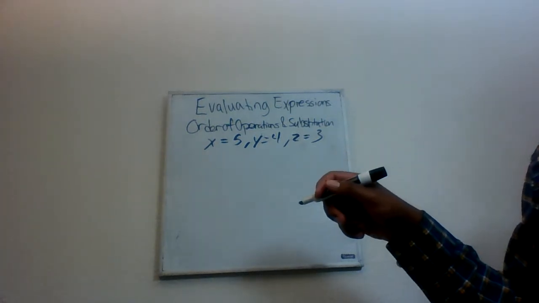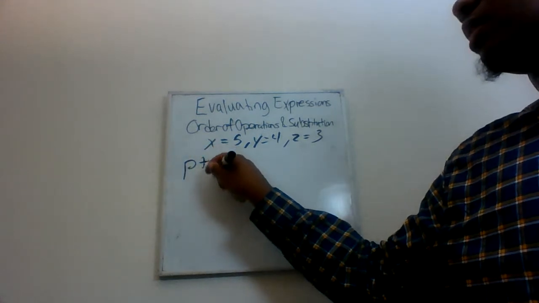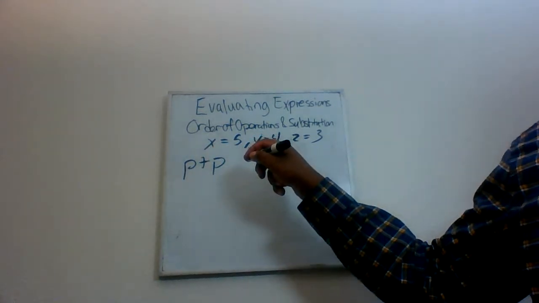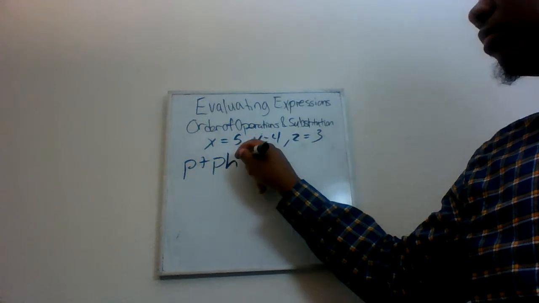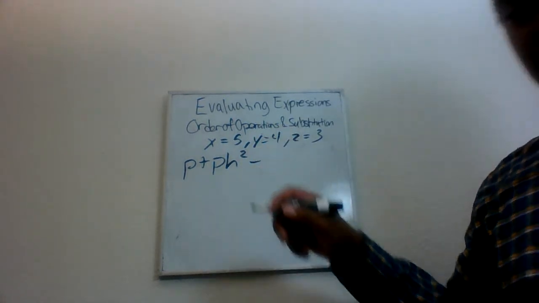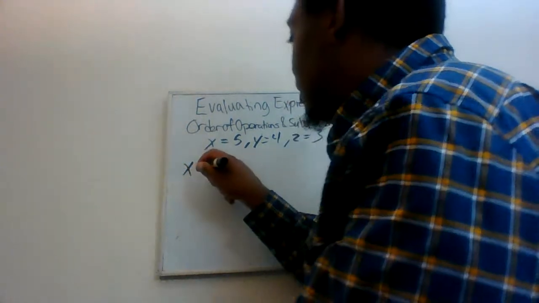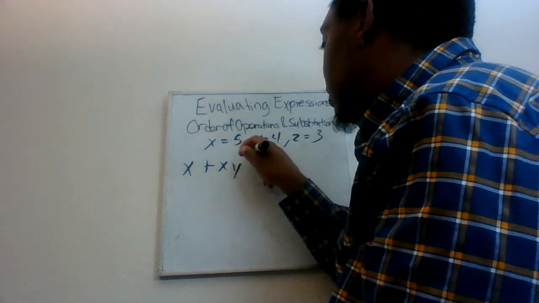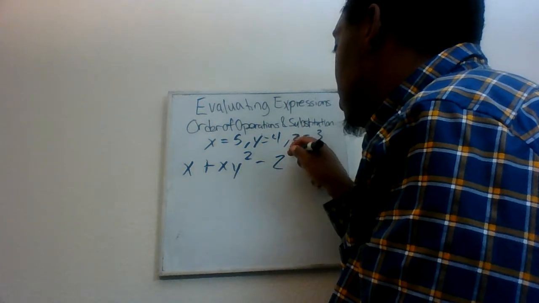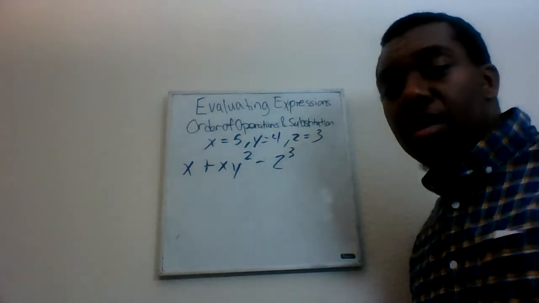And that p plus ph squared minus, sorry, not p, I'm changing this. Let's say that x plus xy squared minus z to the third is the expression we want to evaluate.